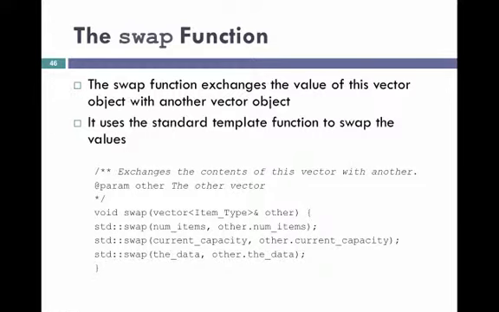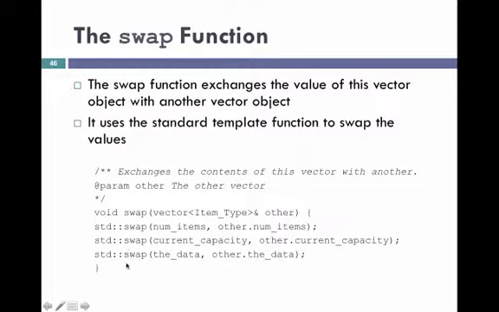The swap function exchanges the values of this vector object with another vector object, and it uses the standard template function to swap the values. So here is the swap function. It's declared in our vector class in the KW namespace. It takes a reference to a vector as a parameter. The parameter name is other, and we're going to swap the items in this other vector with this vector, the vector on which we invoke the swap operation.